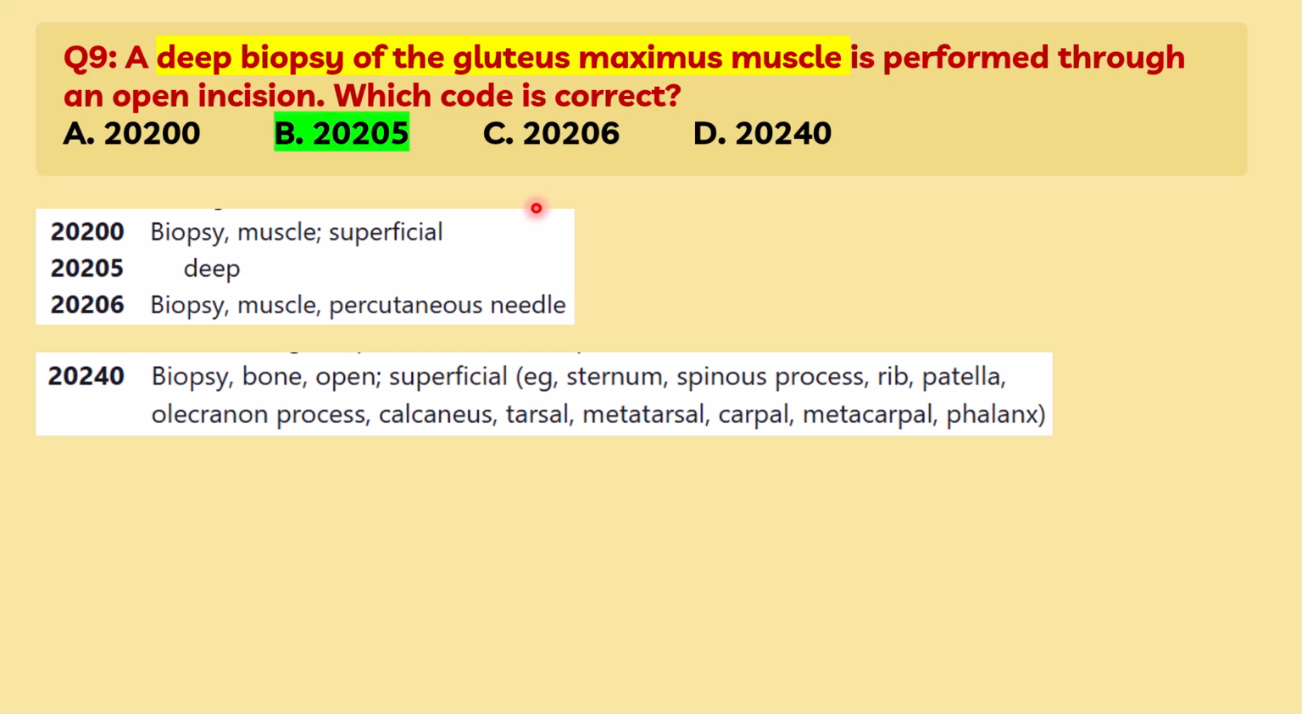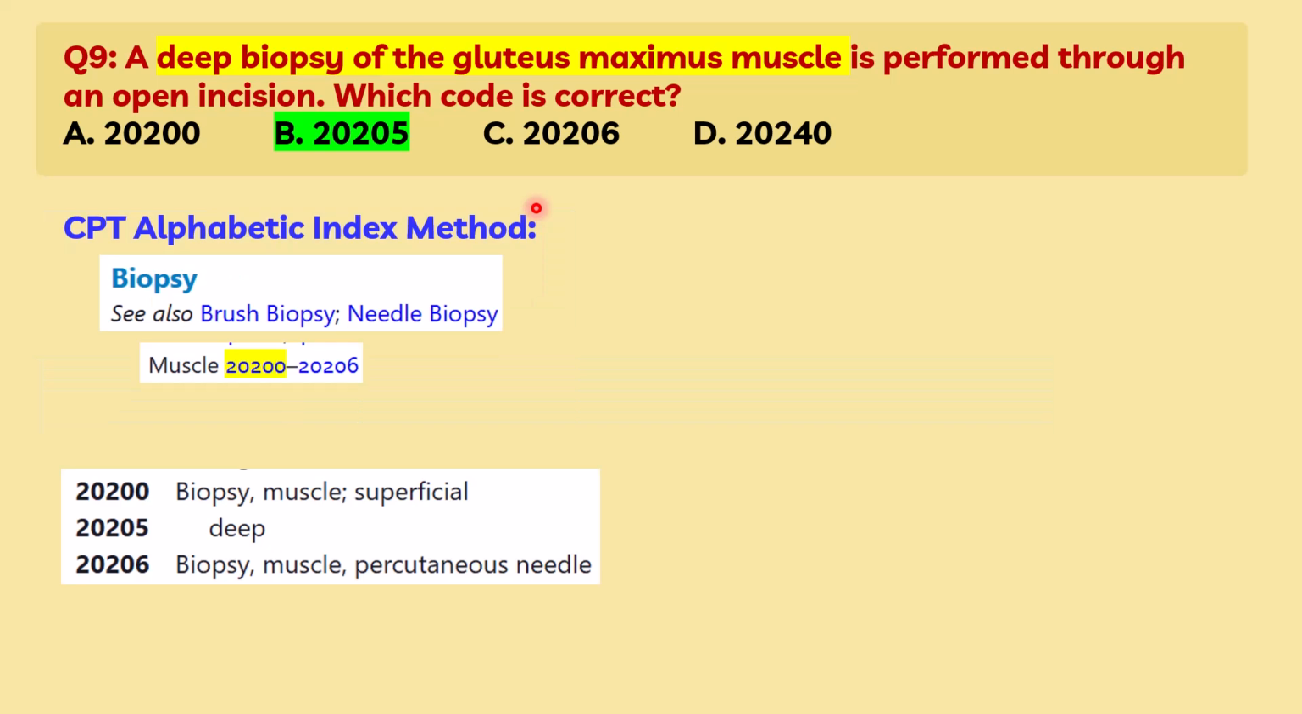So if you want to find the answer using the CPT alphabetic index, first go to the main index term biopsy, then go for the subterm muscle. It will lead you to the code series 20200 to 20206. Again come back to the tabular list and confirm the answer. Once you confirm, the correct answer will be answer B.